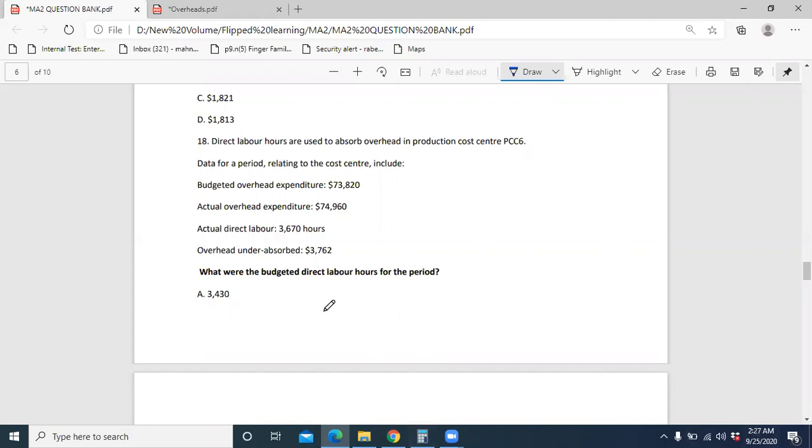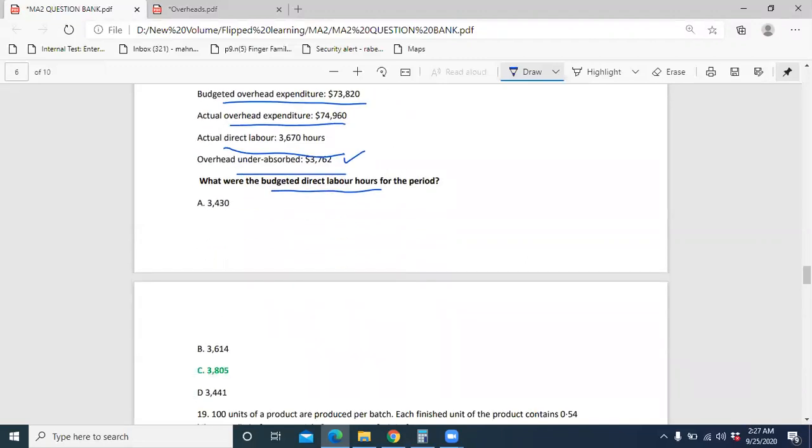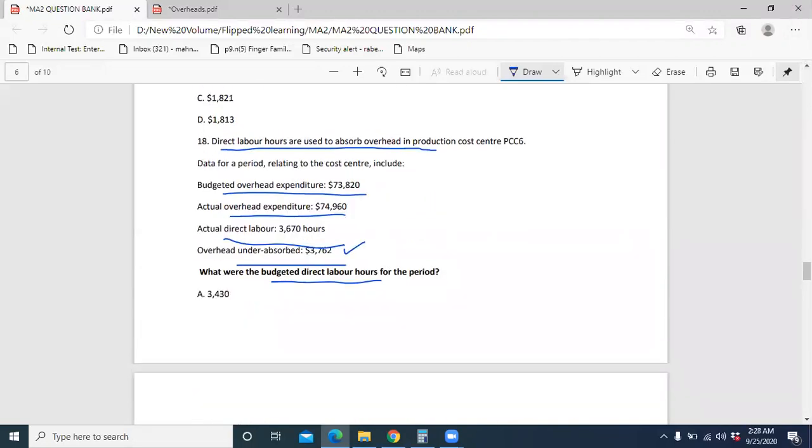Okay, you're given the budgeted direct labor hours, right? And at times you are calculating under absorption, but see here it is given. Remember the formulas. From here, I got to know that direct labor hours are used to absorb overheads. Budgeted overheads are given to me. Actual overhead is also given to me. Actual labor hours are also given to me. Can't I find budgeted direct labor hours? And there are 4 options. Yeah, I can really do that.